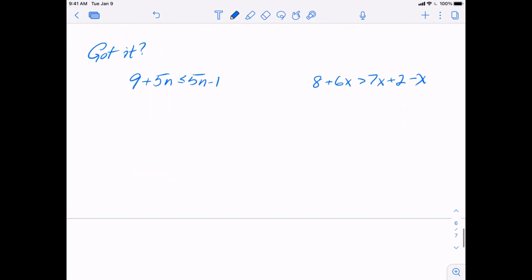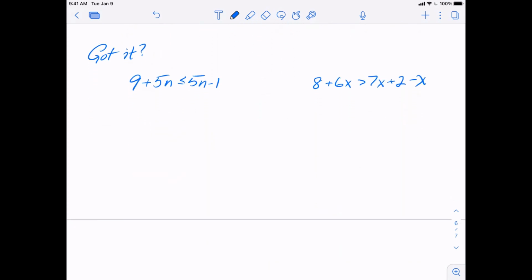We'll go to the got it problems. Again, stop the video, work them out, and then start the video to see the solutions. Okay, so we have 9 plus 5n is less than or equal to 5n minus 1. Let's subtract 5n from each side, and we get 9 is less than or equal to negative 1. This statement is never true, so there's no solution.